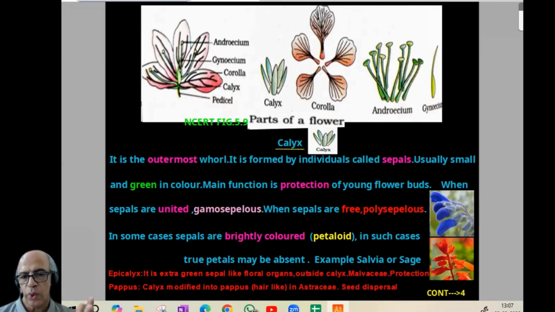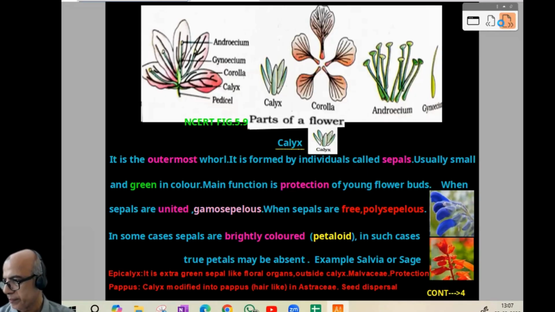Then calyx, corolla, that we proceed. Protection is the function. Now another is pappus. Calyx modified into pappus, a hair-like structure in Asteraceae. Seed dispersal is the function. So calyx into pappus. I think that page is clear, the idea is clear. We can proceed to the next one.